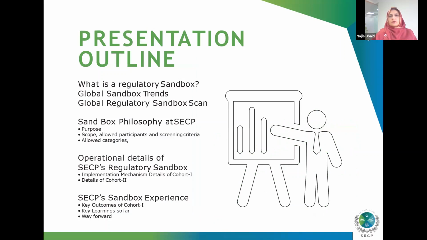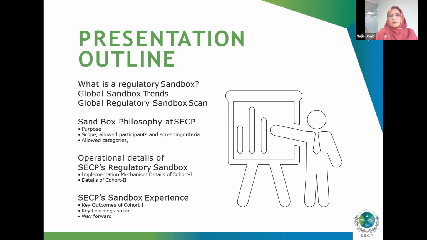So first and foremost, how would I like to proceed? It is generally, what is the regulatory sandbox? What are the global trends? A quick sandbox scan, how it is being taken globally, what is being considered in the sandbox regime. Then we'll come to the sandbox philosophy at SECP. What is the purpose? What was the scope? How many participants were allowed? What is the screening criteria?